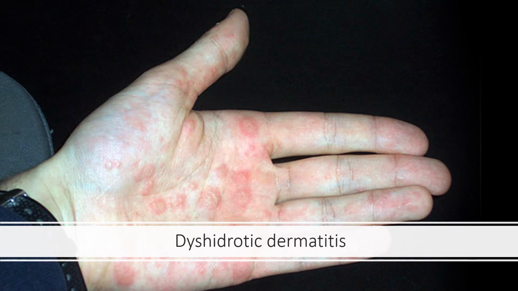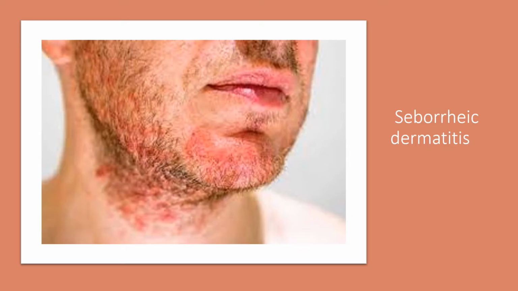Dyshidrotic dermatitis happens when a person's skin can't protect itself. It mainly occurs on someone's hands and feet, and it causes itchy and dry skin that usually has small blisters. Seborrheic dermatitis is called cradle cap, and it develops in infants and often forms on the scalp. This condition may cause dandruff, red skin, and scaly patches. The symptoms can occur in other areas of the skin, such as the chest or the face.